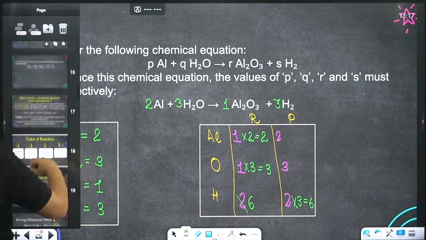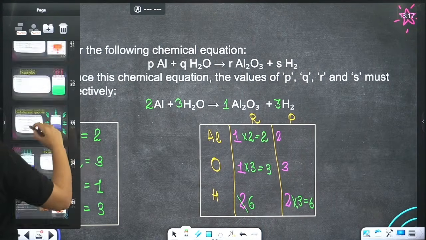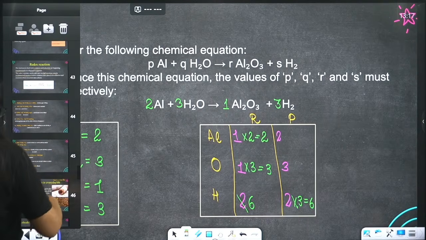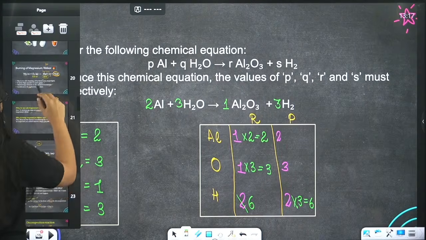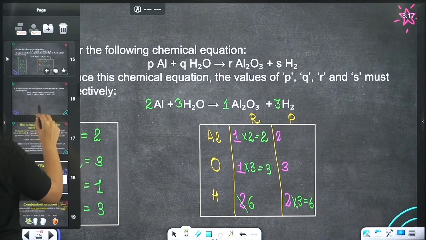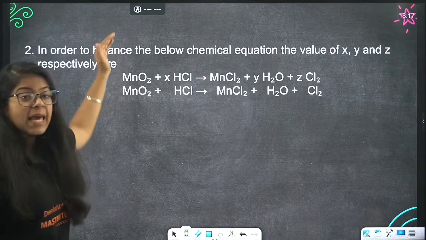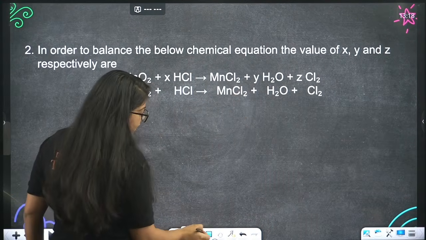Done, beta? Then I have one more question for you, and I want you to do all the solution to that question, and we'll do one more thing where you have to see what are all the reactions given. This is another example, an exactly similar example: MnO2 plus X HCl gives MnCl2 plus Y Cl2.